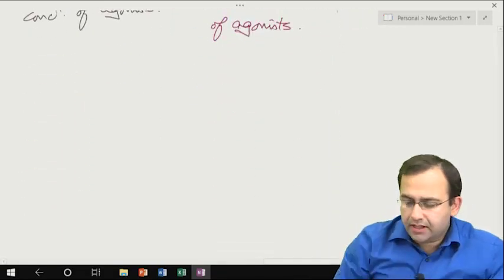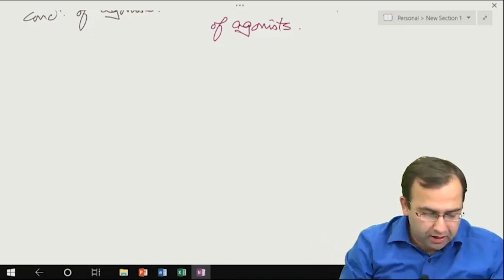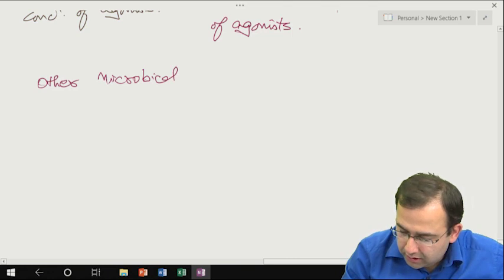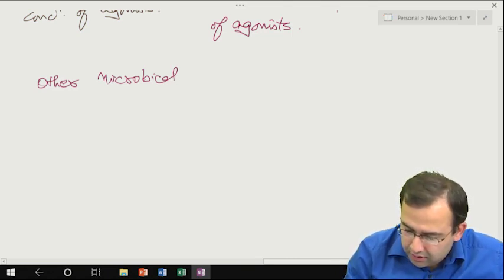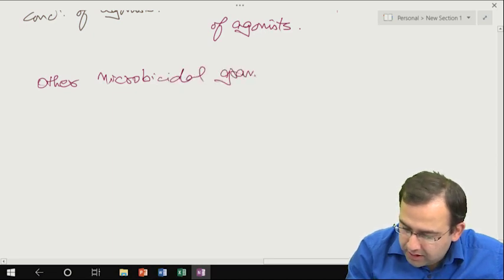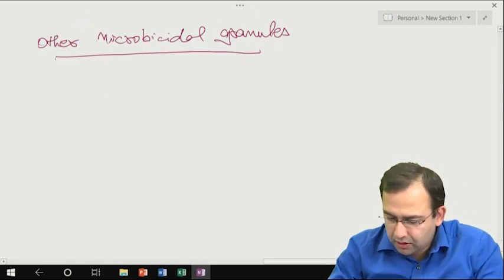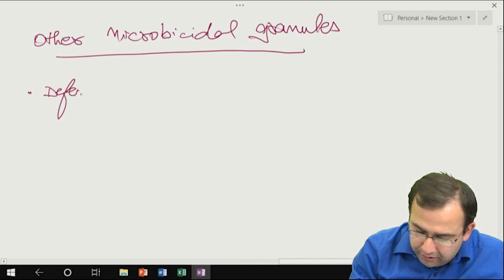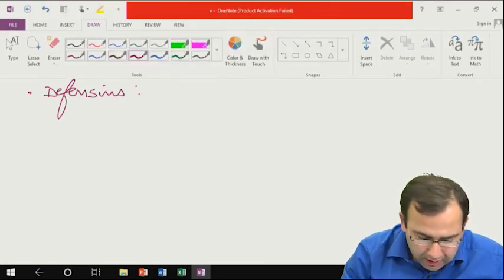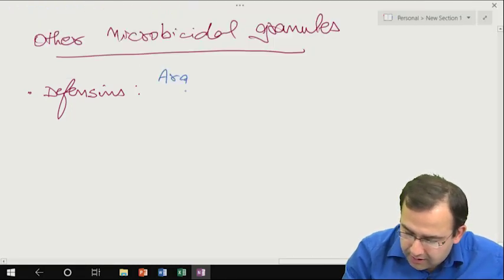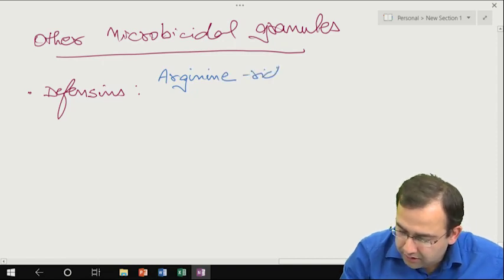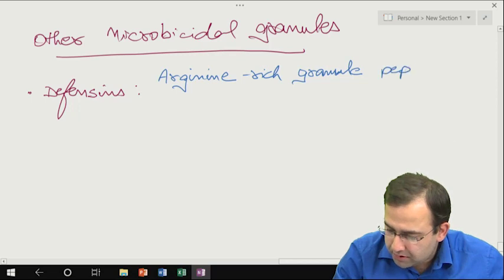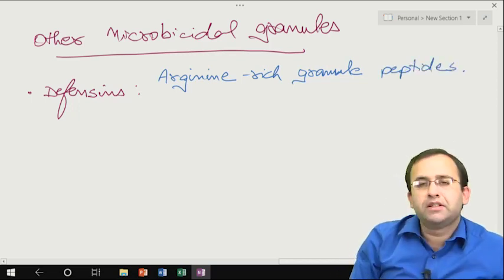Next, this gets us to the next oxygen independent killing, that is other microbicidal granules. Just the names, nothing major. The other microbicidal granules are defensins. These are arginine-rich granule peptides which are toxic to microbes.